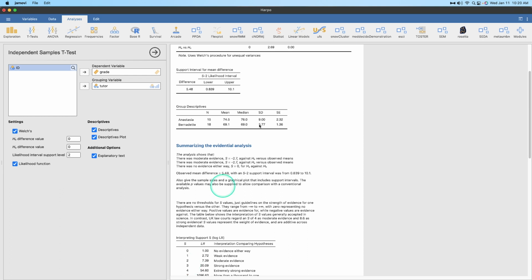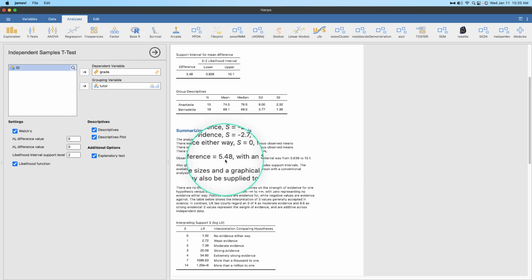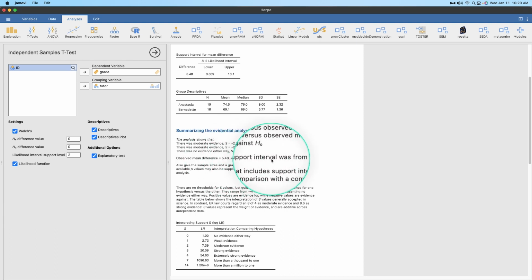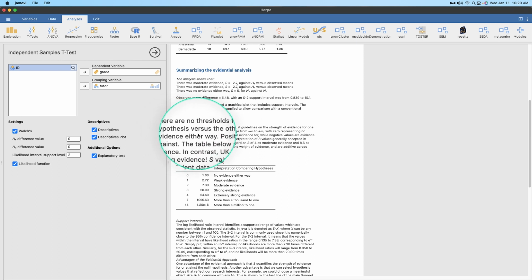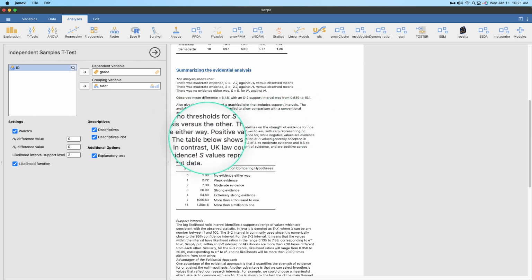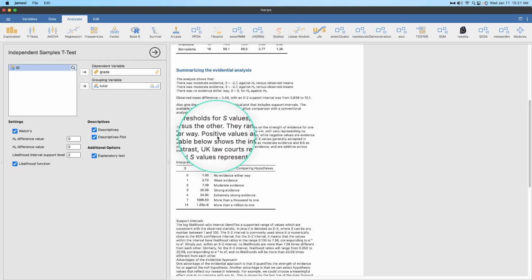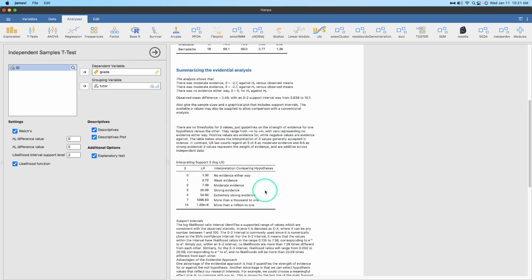Now, if it was over 3, and we were close to being over 3, there would be strong evidence, okay? The observed mean difference is 5.48, with an S minus 2 support interval from 0.839 to 10.1. There are no thresholds for S values, just guidelines on the strength of evidence for one hypothesis versus the other. They range from negative infinity to positive infinity, with 0 representing no evidence either way. Positive values are evidence for, while negative values are evidence against, okay?